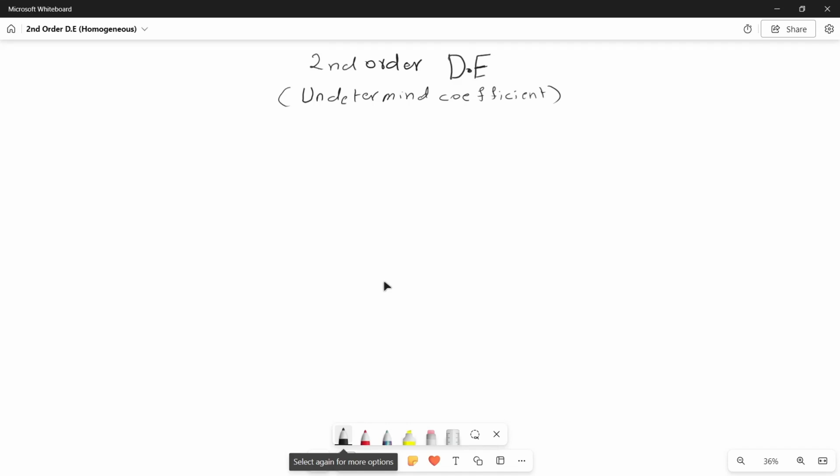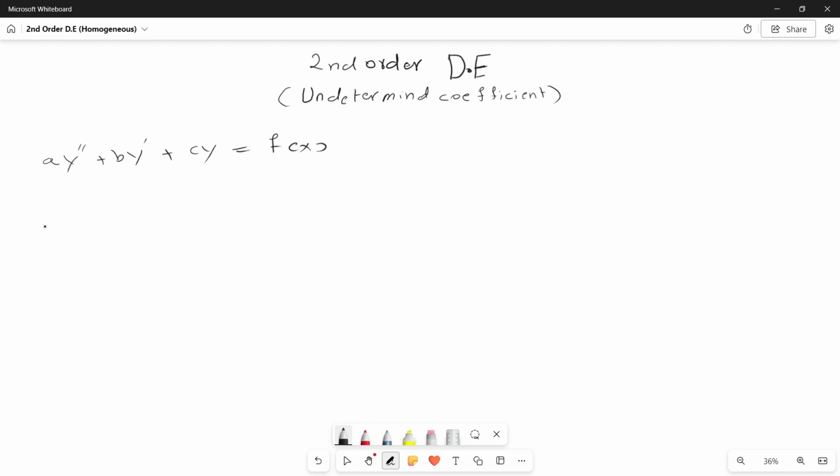In this one we'll be talking about second order differential equations. More specifically, non-homogeneous differential equations, and we'll take the undetermined coefficient method. Now, the second order non-homogeneous equation looks like this: ay double dash plus by dash plus cy is equal to a function of x.